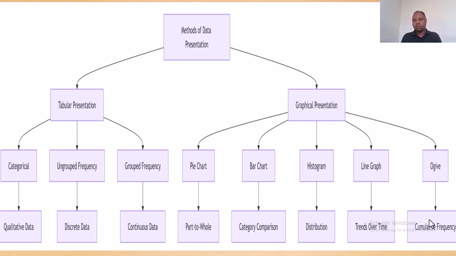So ogive is an extension of the frequency distribution, the grouped frequency distribution. Ogive data presentation is an extension of grouped frequency distribution. The same is true for the histogram. Before presenting our data graphically, the first step to be performed is constructing the grouped frequency distribution.